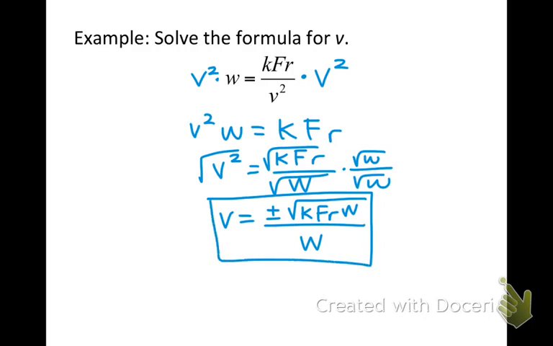Okay, so remember, if you take the square root of something by undoing the square, don't forget that plus and minus. Whether that plus and minus is up here or it's in front, either would work. Okay, questions with that? No? Okay, let's do another one.